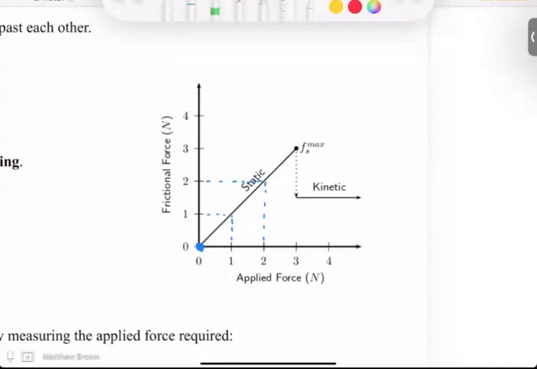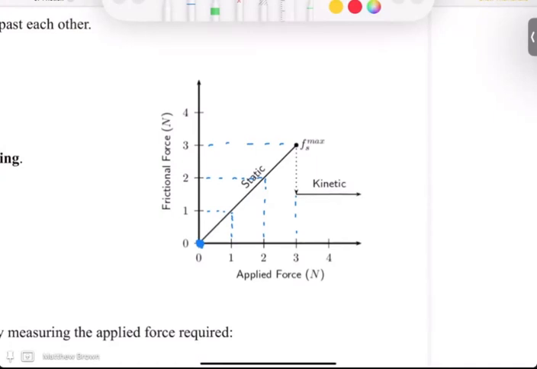It still does not allow the thing to move. Finally, I apply a force of 3 Newtons, and friction applies a force of 3 Newtons. But now friction has maxed out its ability to apply a force, right? It can't apply any more force than that. If I apply 3.01 Newtons, all of a sudden this thing starts moving, right? Friction's done all it can, or static friction has done all it can. And now we go down to kinetic friction.